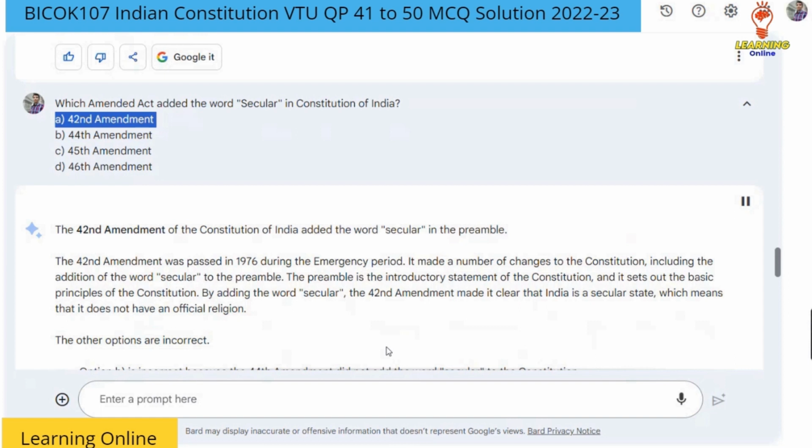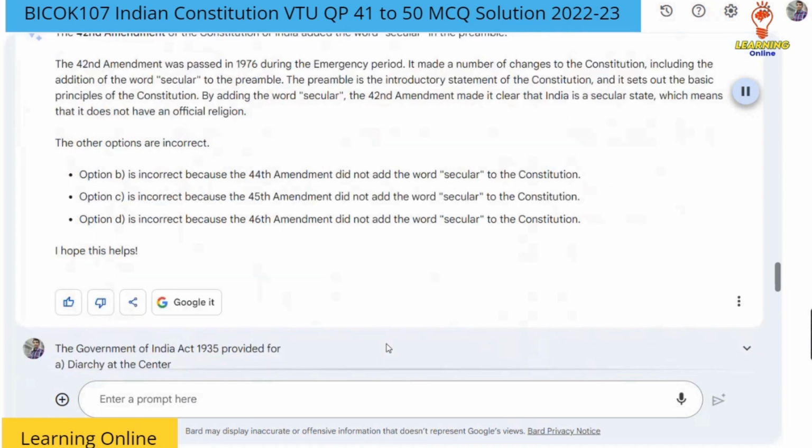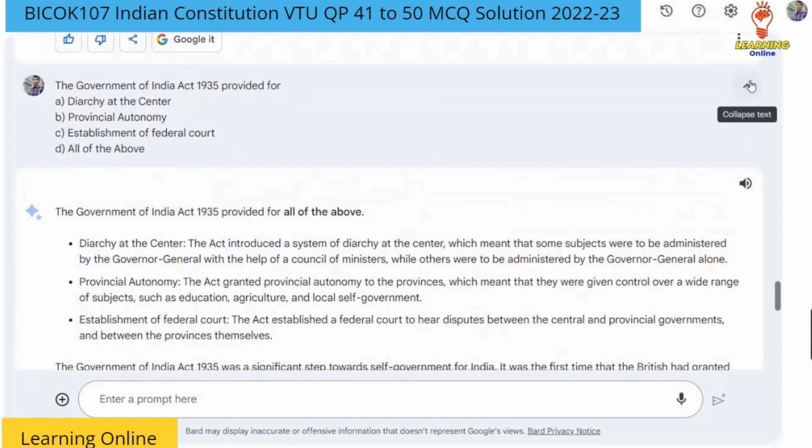The other options are incorrect. Option B is incorrect because the 44th Amendment did not add the word secular to the Constitution. Option C is incorrect because the 45th Amendment did not add the word secular to the Constitution. Option D is incorrect because the 46th Amendment did not add the word secular to the Constitution. I hope this helps.